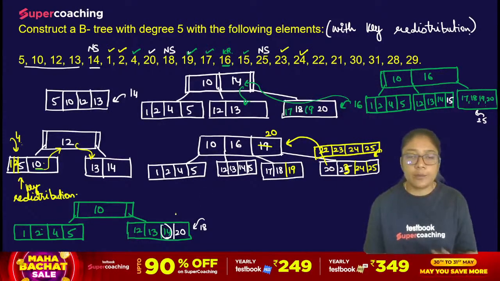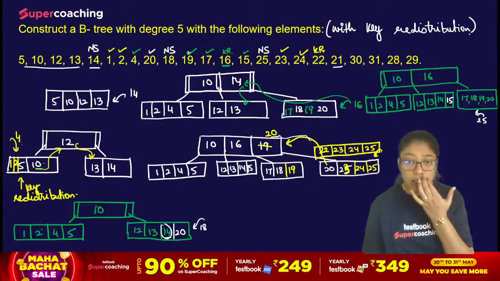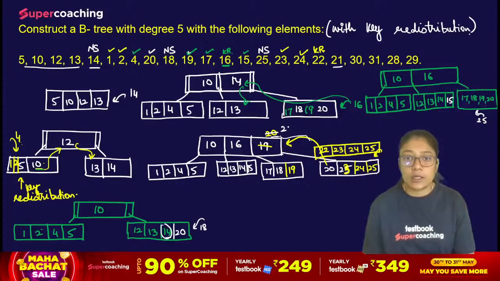This will be the key. I'm not constructing the whole tree again. So here key redistribution took place because it was resulting in a case of overflow. Next one is 21. Since 21 is greater than 20, it will be going to the right side. Again, this is a case of overflow. So again, the key redistribution will take place. Here we'll get 21 and here we'll get 20. There will be no change. Again, key redistribution took place.